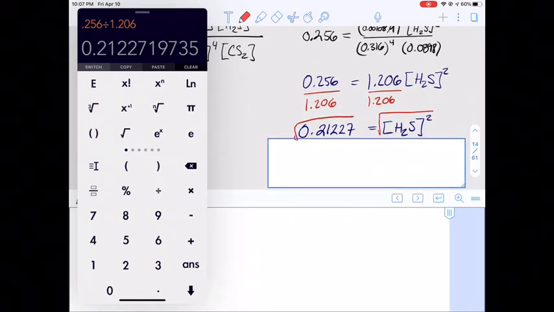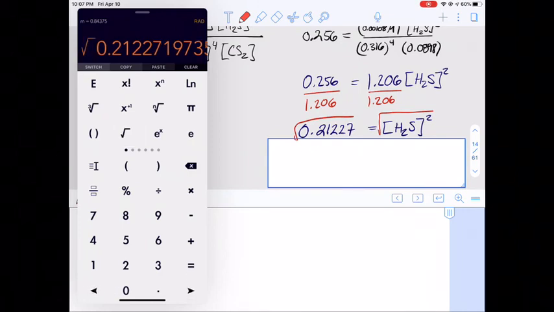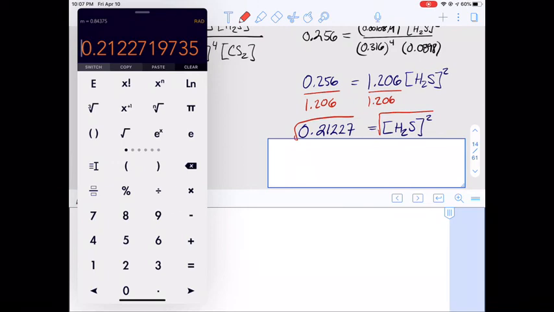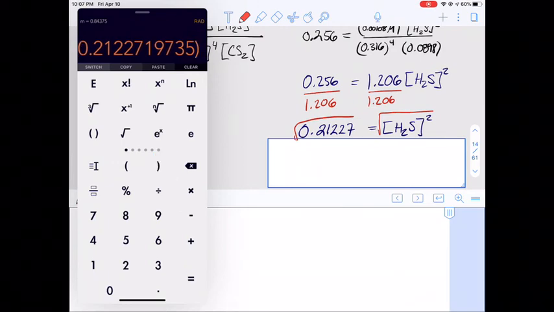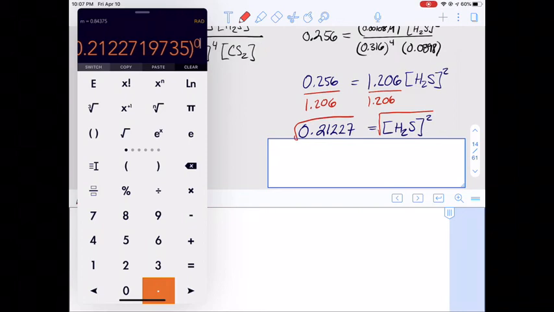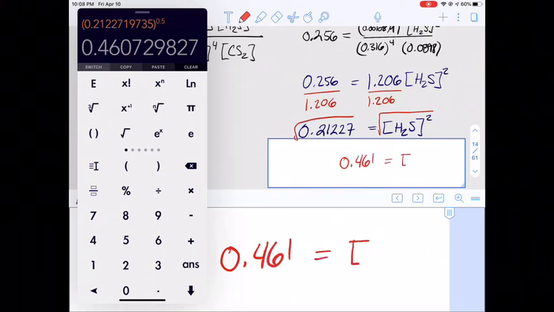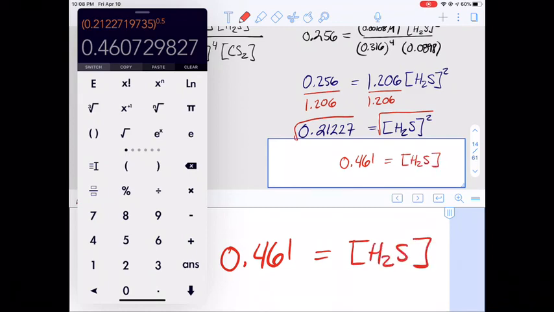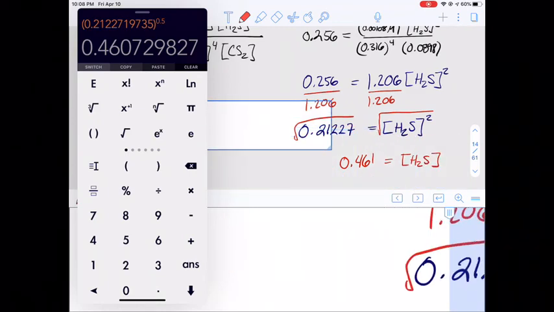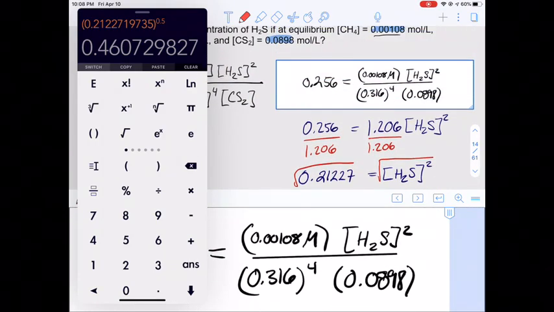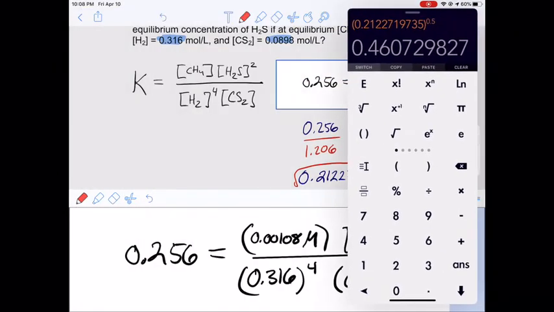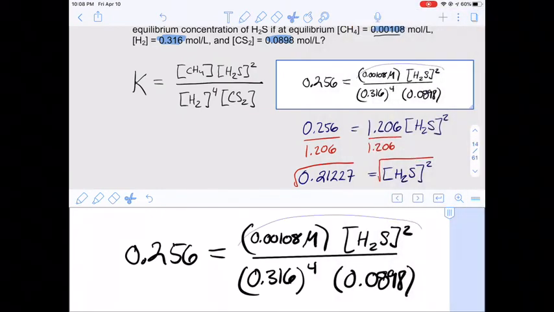And so then we're going to take the square root to get rid of the power of 2. And in this case, when I try to do the square root here, see that it doesn't let me put the number underneath. There's an alternative, which is to raise it to the power of 0.5, and that gives me a value of 0.461, if we have three significant figures, H2S. So it's a good idea to go back and do a little bit of a check here. So what I'm going to do to do the check is I'm going to calculate my value of K and see if I get close.